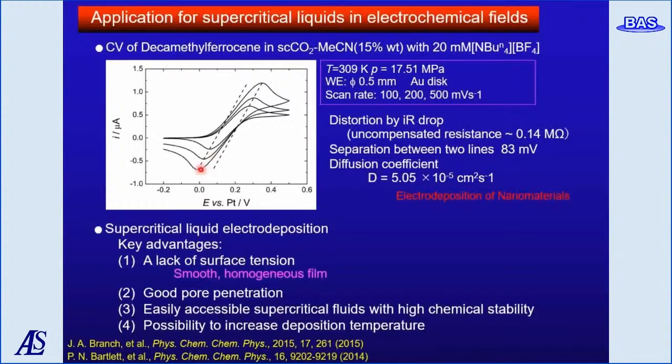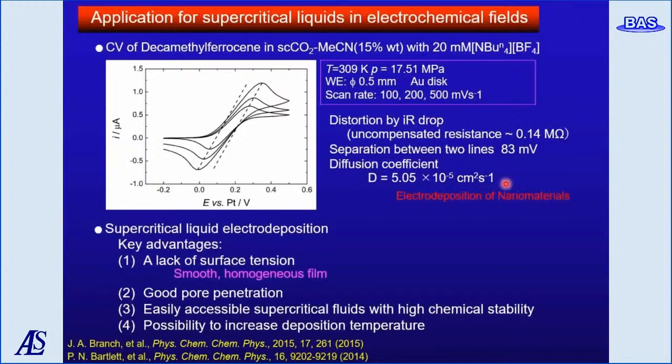The large peak spacing is due to the IR drop, which is attributed to the low conductivity of the supercritical fluid due to its low dielectric constant. The diffusion constant of the material is 5 multiplied by 10 to the minus 5 square centimeters per second, which is not much different from that in an ordinary solution system.